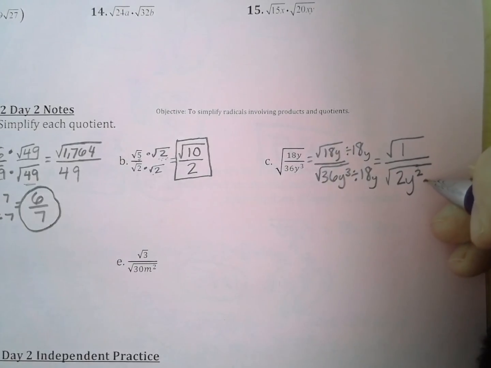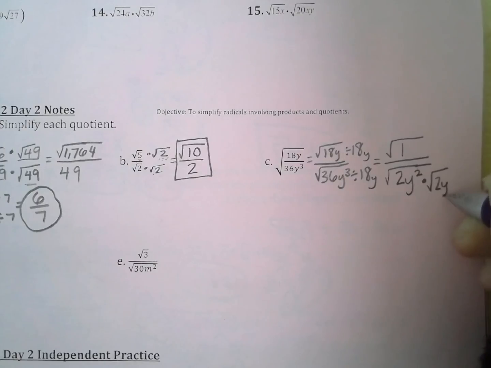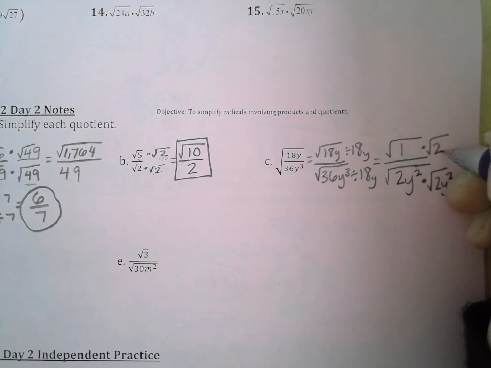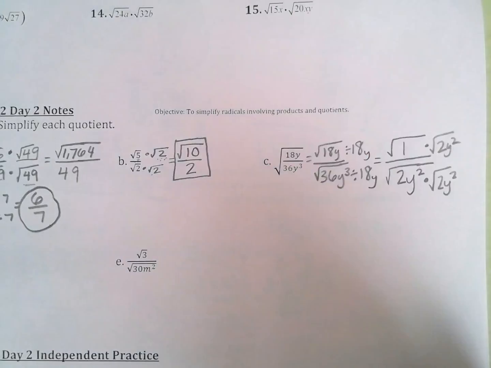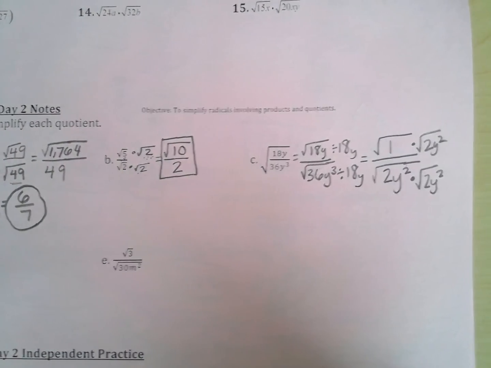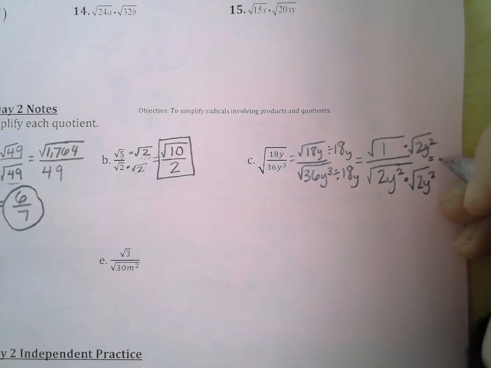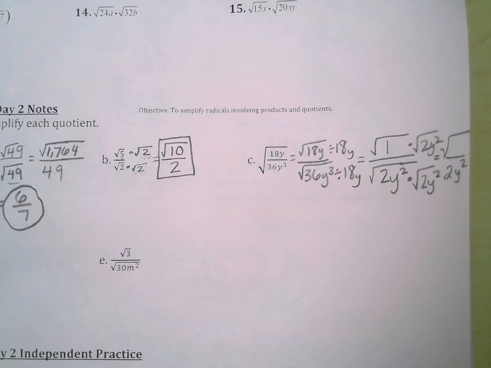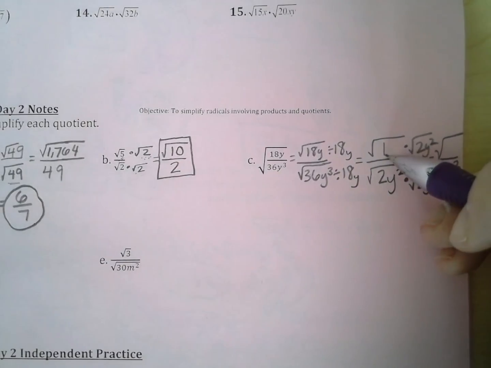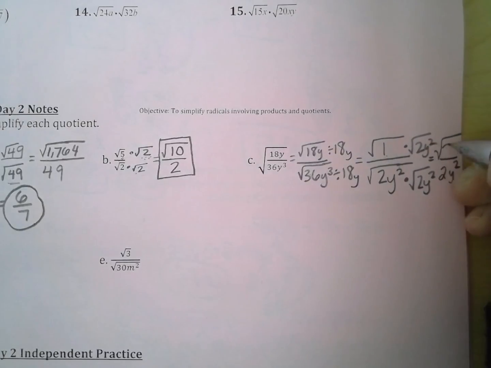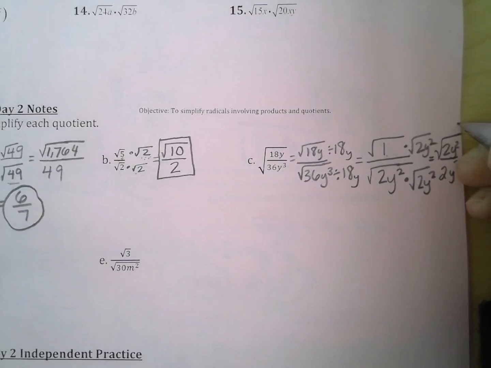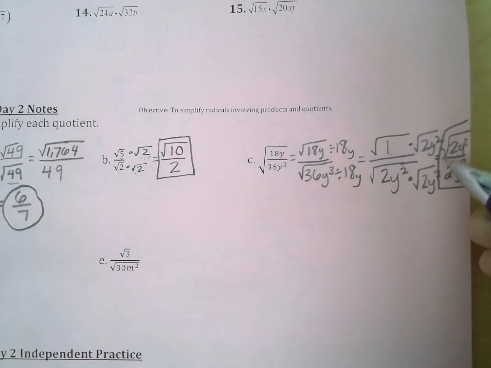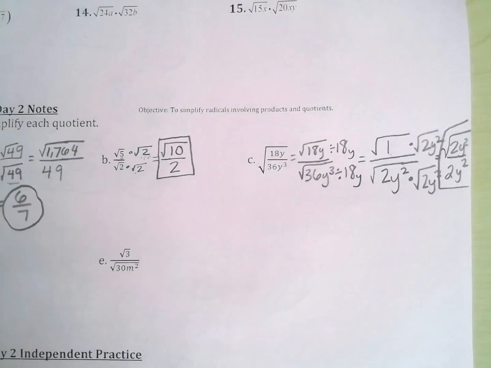So my same old trick, going to multiply by the square root of 2y to the second on the top and the bottom. On the bottom, that'll just get rid of the radical sign. So I'll still have 2y to the second, but without the radical. On the top, because they aren't matching, I have to keep the radical, and 1 times 2y to the second will just be 2y to the second. So that's my final answer. Square root of 2y to the second on top over 2y to the second on the bottom.